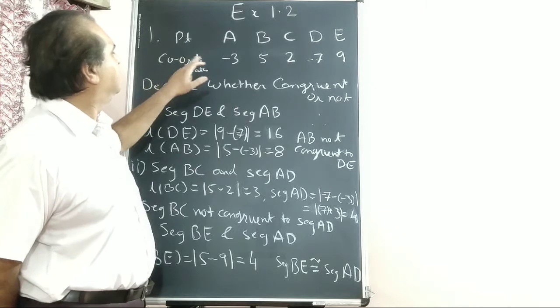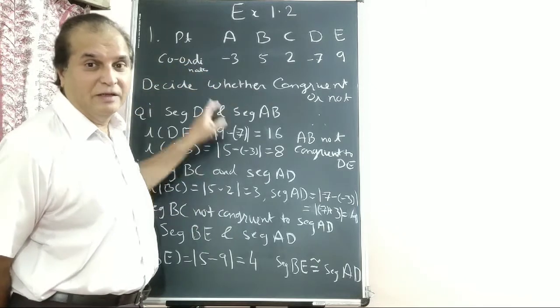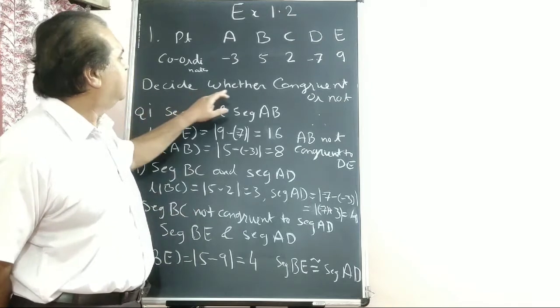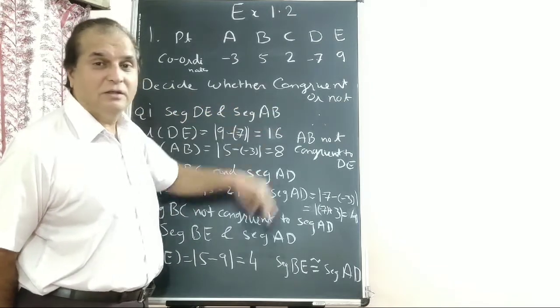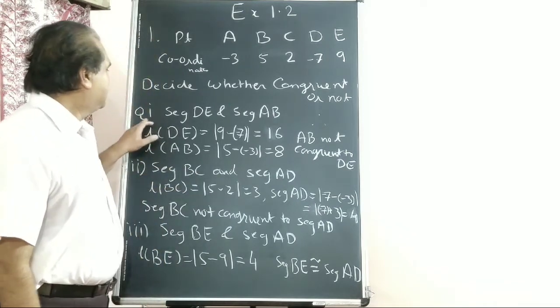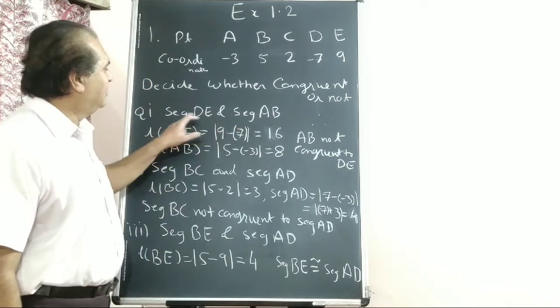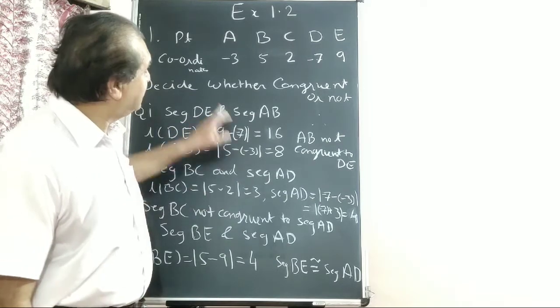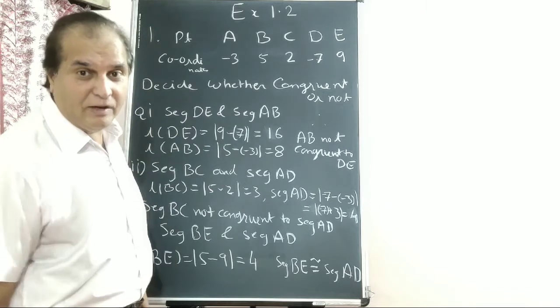Some points are given and their coordinates are also given. Number line is not drawn. And you have to decide whether the given segments are congruent or not congruent. First, segment DE and segment AB. You have to find out whether they are congruent or not. Segments are congruent if their lengths are equal.